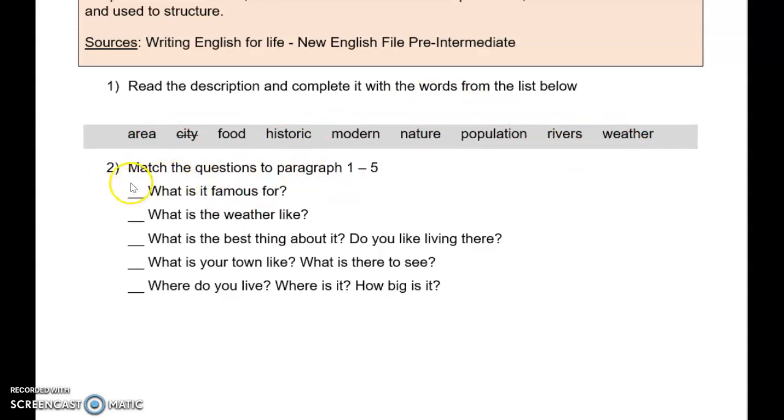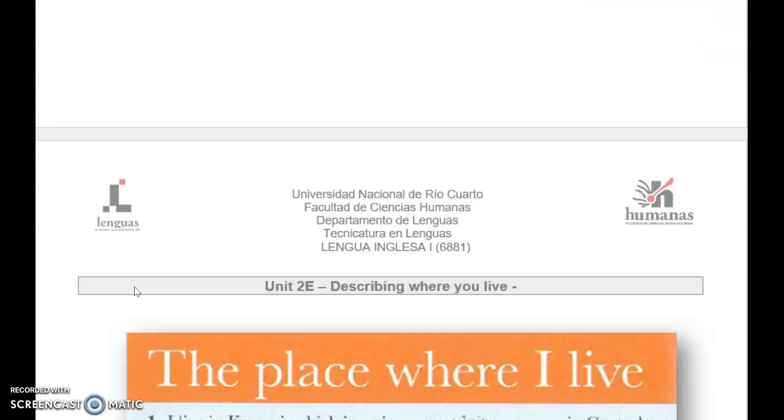After doing so, it says in activity number 2, match the questions to paragraph 1 to 5. So have a look at the questions. Have a look at the way questions are formed. Ask yourself, is this what we saw last Wednesday? Can I identify the parts of the questions that Adelina told me last Wednesday? So all the activities can be improved, or you can learn more from all the activities. So here you will write the number of the paragraph in which you find the answer for these questions, right?